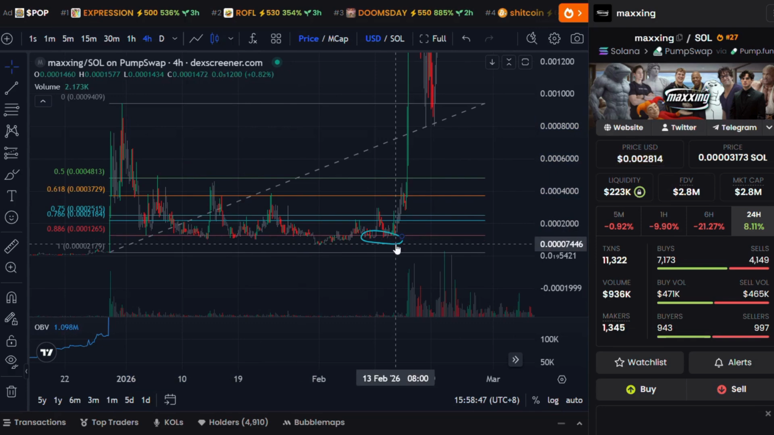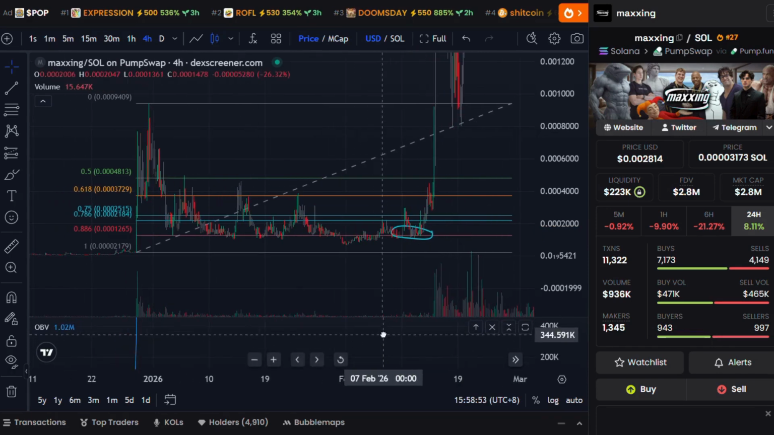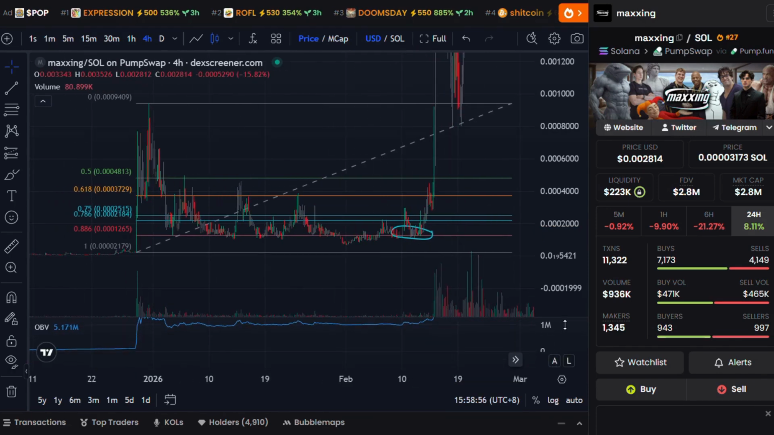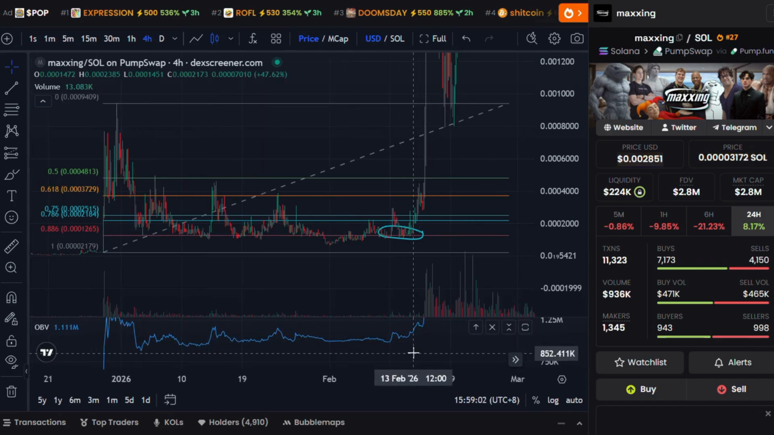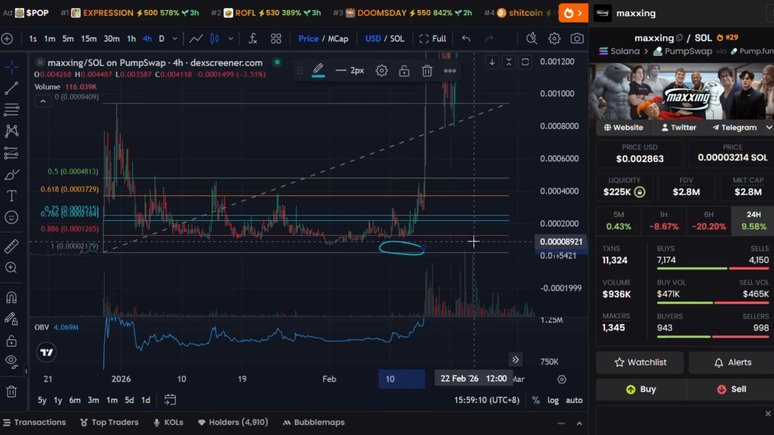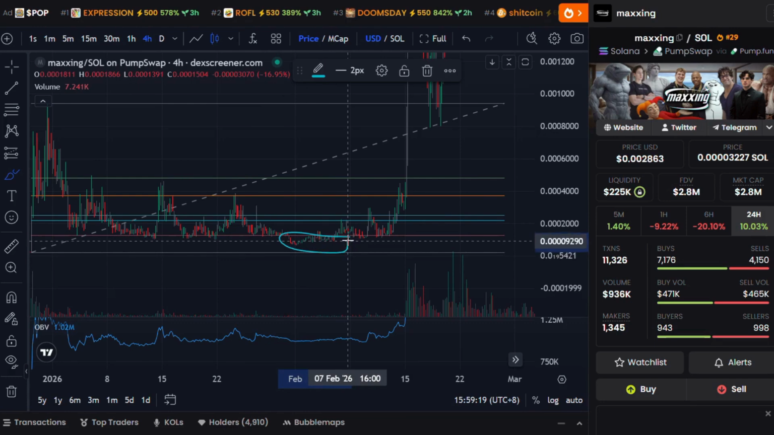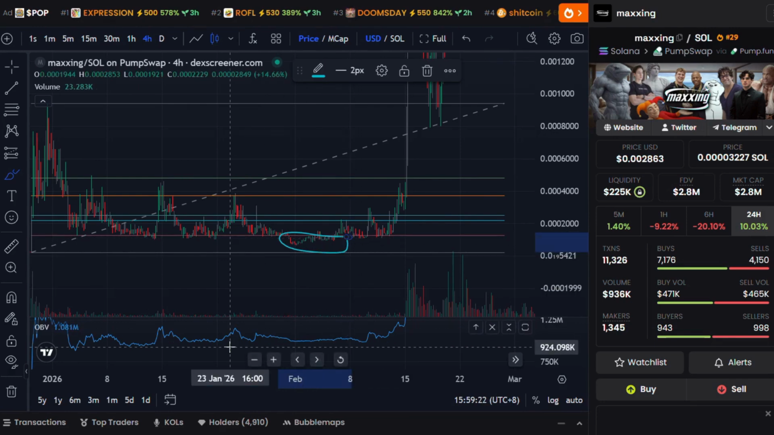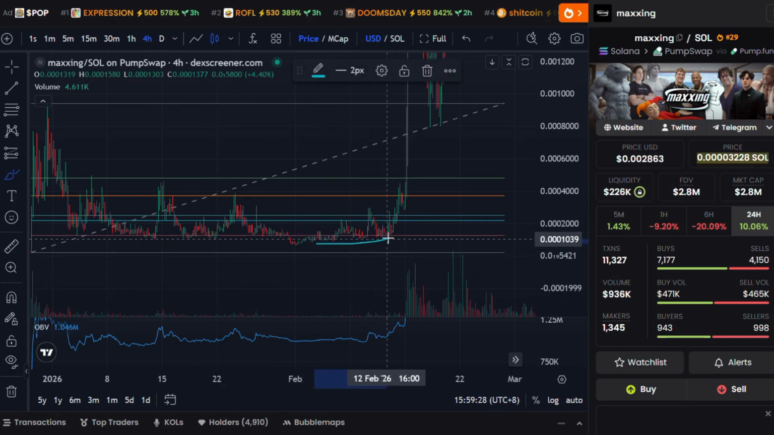And what often happens just before this reclaim is something called a liquidity sweep. When price initially drops into the 0.886 region, many traders place their stop losses just below that level because they believe that if the level breaks, the trend must be finished. Very often, the market will briefly push below that level, triggering those stop losses. This creates a burst of liquidity. Once those stop losses are triggered, the selling pressure disappears. And this is where stronger buyers often begin stepping into the market.